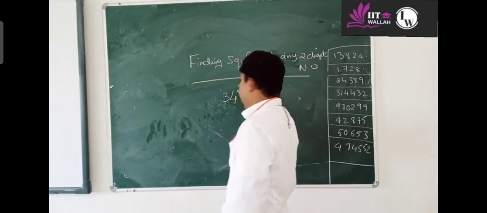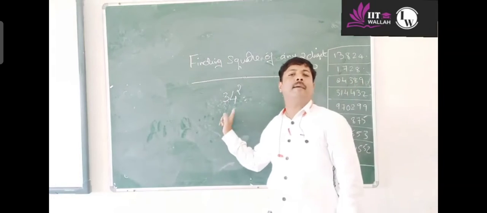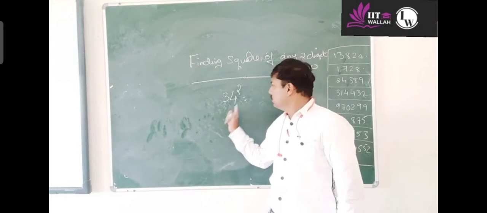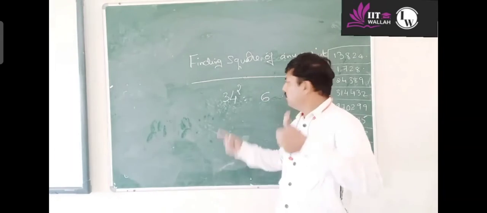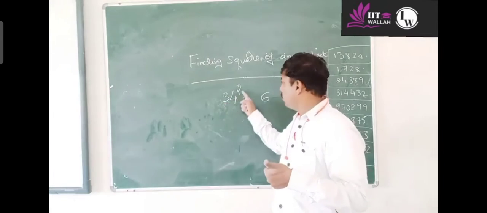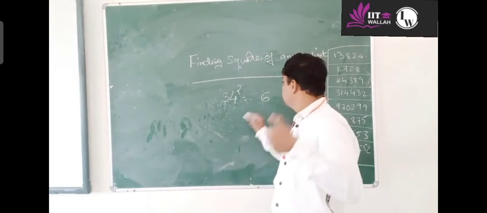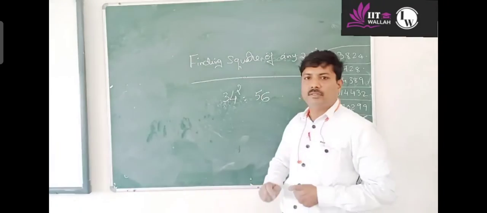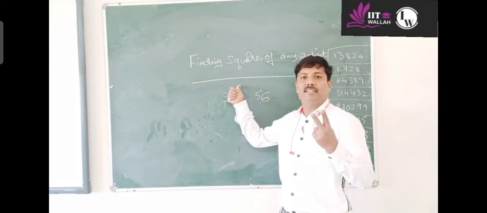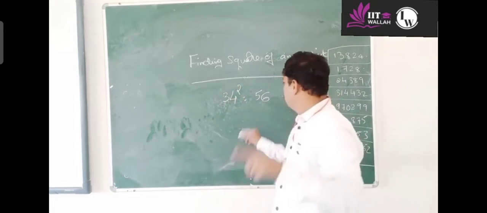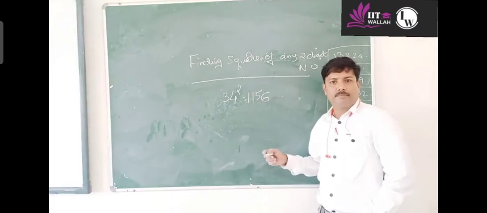Okay. So for any other number, how can we do it? 34 square we need. This number is not ending with 5. So the previous method is not applicable here. Right? So 4 square is 16. 1 carried. And multiply this 3. 4 2s are 8. 8 3s are 24 plus 1, 25. Then 2 carried. The last step is 3 square is 9. 9 plus 2, 11. So 1, 1, 5, 6 is the square of this number.